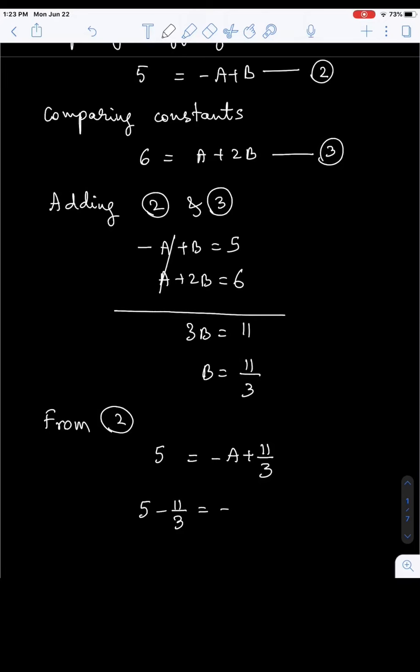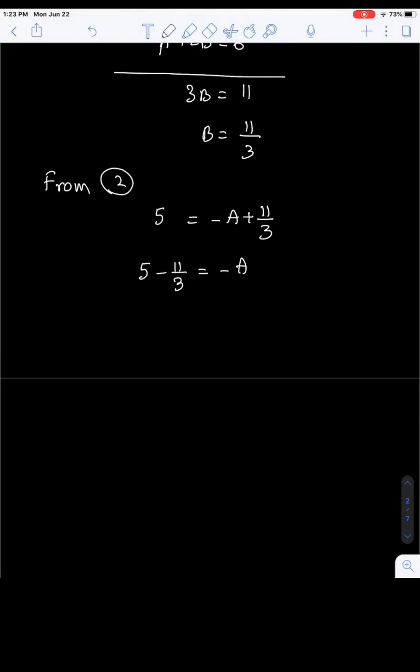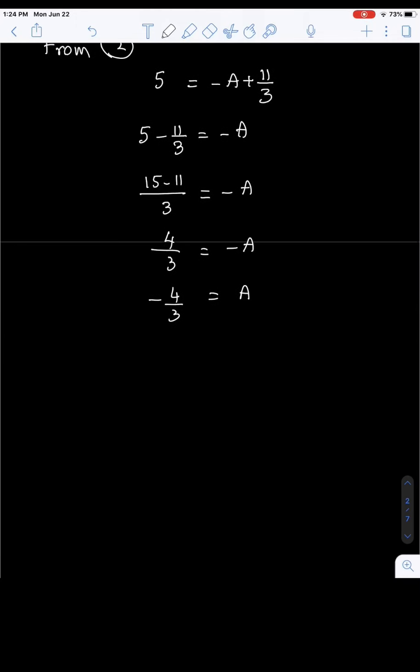That is 5 minus 11 by 3 is equal to minus a. Take the LCM, so that you get here 15 minus 11, which is 4 by 3, equal to minus a. Minus a is taken to this side, so that we get the value of a. That is, we got 2 numbers. One is a, the other number is 11 by 3.